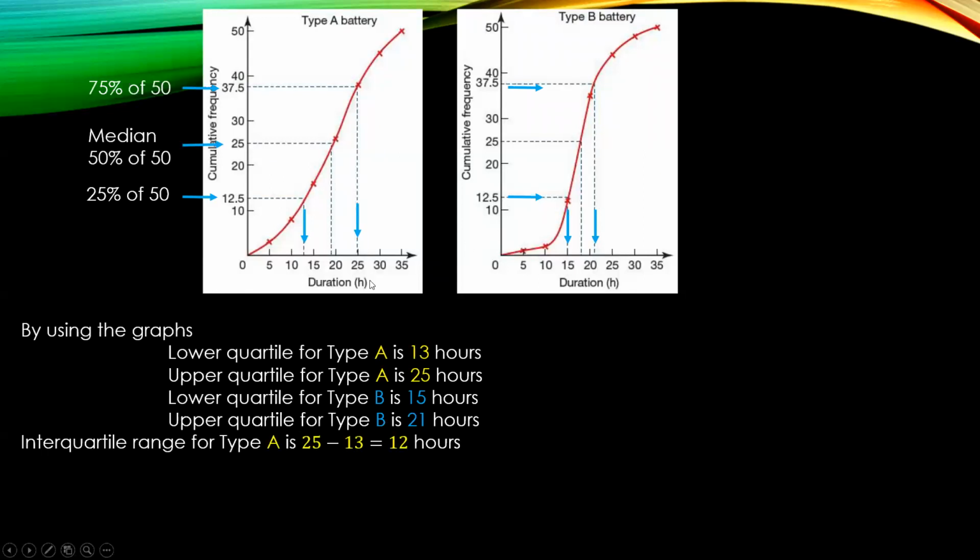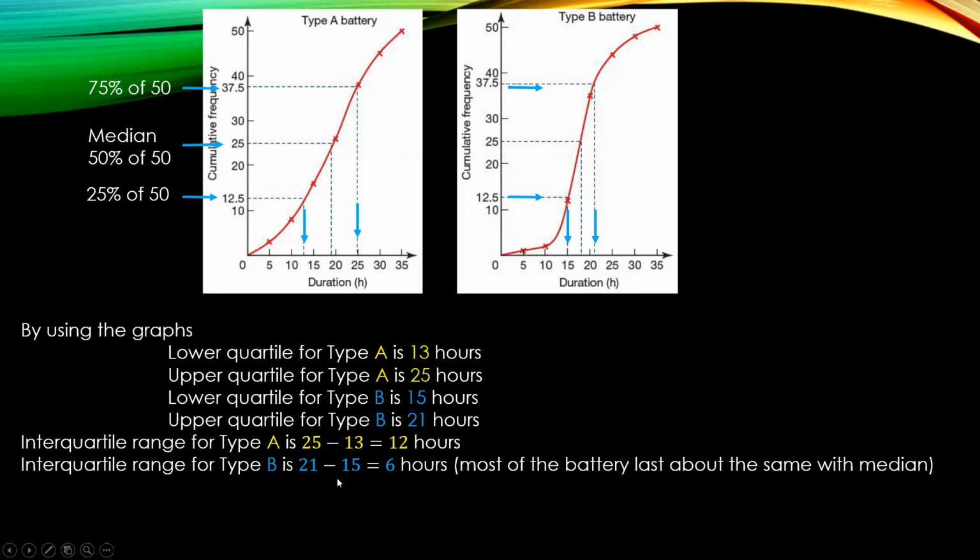The interquartile range will be 25 minus 13, you get 12. And for type B it will be 21 minus 15, you get 6. So you can see this value is much lower than type A, which means most of the batteries last about the same as the median. If the interquartile range is smaller, that means all the values are very close to the median. I mean, it's very consistent. That is what we call it.